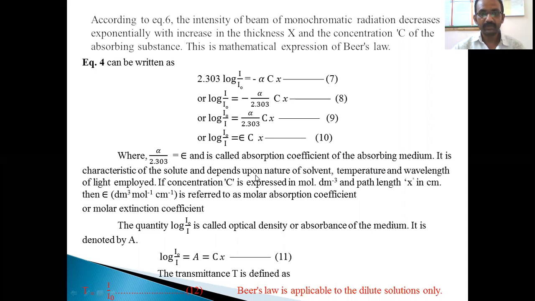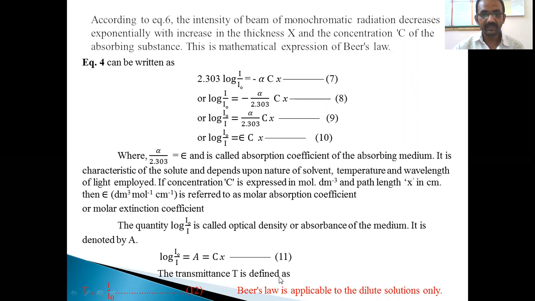It is characteristic of the solute and depends upon the nature of the solvent, temperature, wavelength, and the light employed. If the concentration C is expressed in mole per dm cube and the path length x in centimeter, then epsilon becomes dm cube per mole per centimeter. The quantity log I0 upon I is called the optical density or the absorbance of the medium. It is denoted by A. Therefore, log I0 upon I is equal to A is equal to epsilon C x.